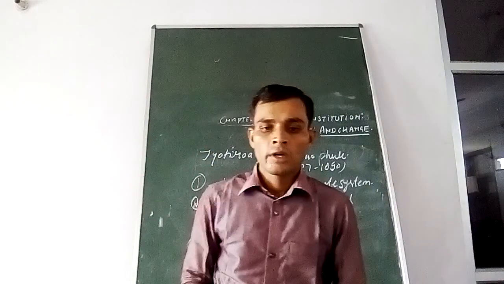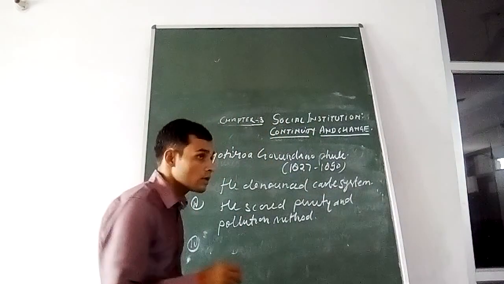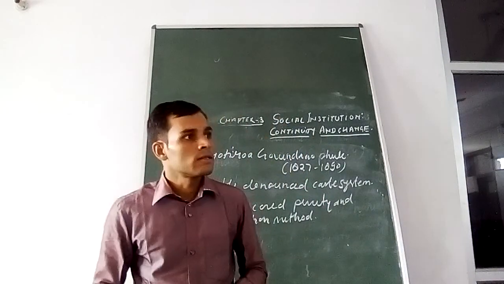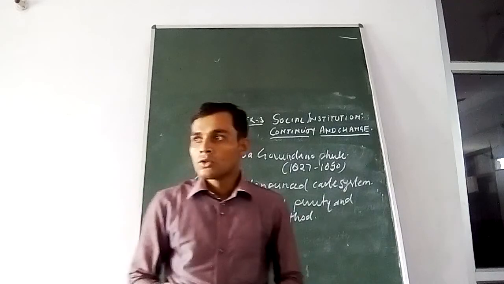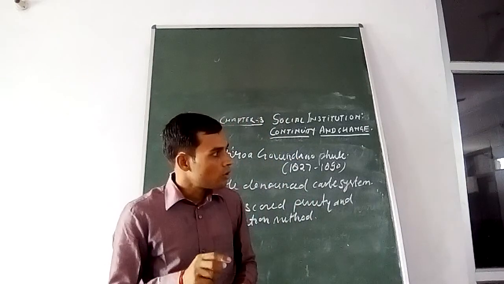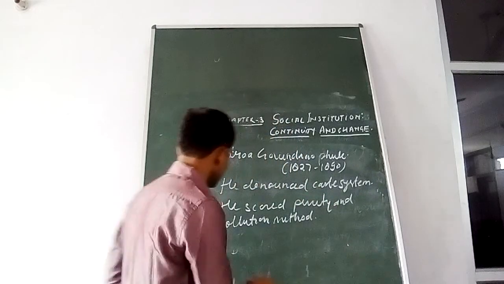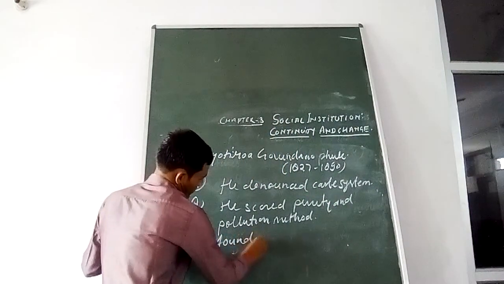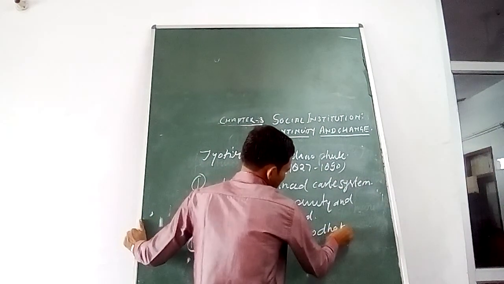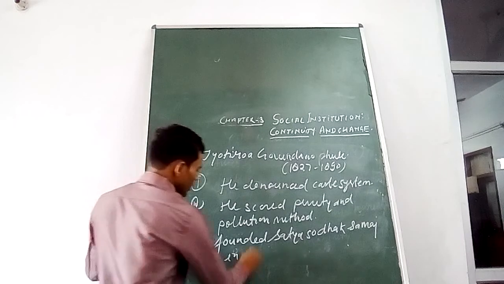Another thing we also know, he founded Satya Shodhak Samaj in 1873. This is the term which also comes in your board examinations. Who founded the Satya Samaj and when? So learn carefully, listen attentively. Jyotiba Rao Govind Rao Phule founded Satya Samaj in 1873.